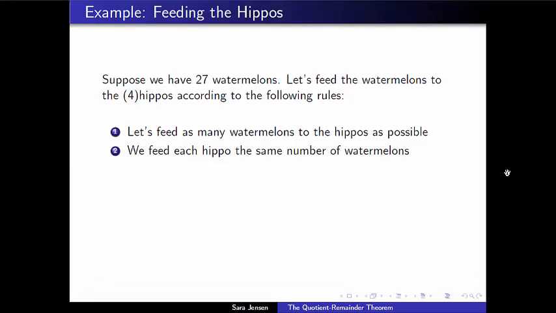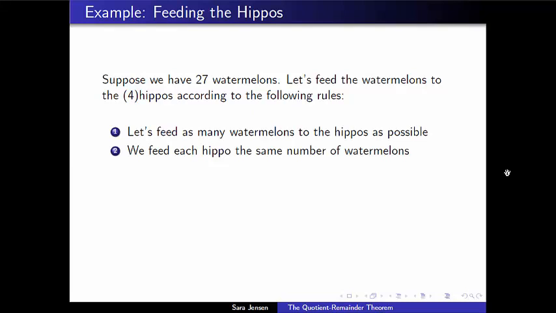Now, we want to feed the watermelons to the hippos in a very particular type of way. I suppose rule number 0 would be to keep with the spirit of the first slide that we saw, that childish example of division, where if we have watermelons left over, we're not going to split those watermelons into parts to feed to the hippos. We're just going to let those watermelons be left over. But let's follow some additional rules also.